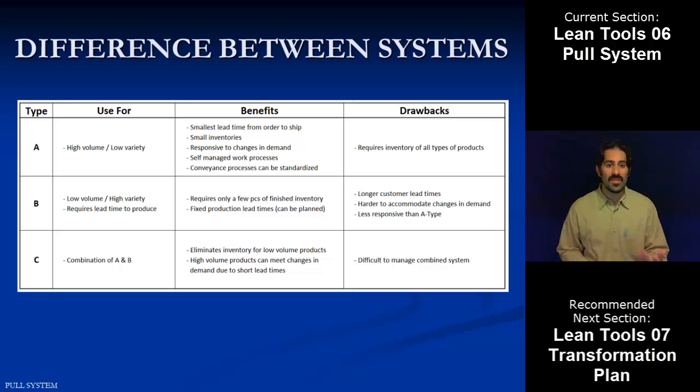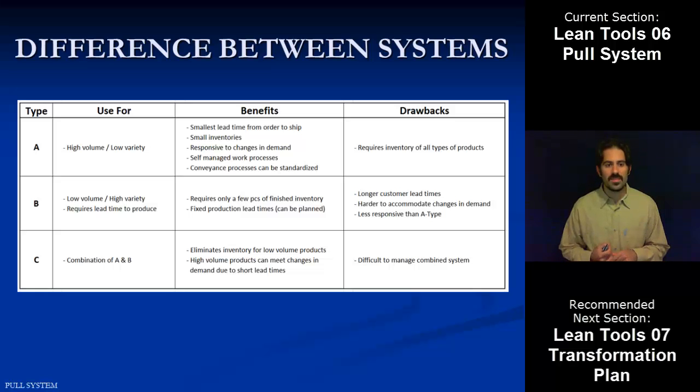the way through the system after the order is placed. The nice thing, though, is you really only need a couple pieces of finished inventory, so you don't have to keep as much inventory with a B system as you do for an A. So you're making a trade-off between lead time and inventory.